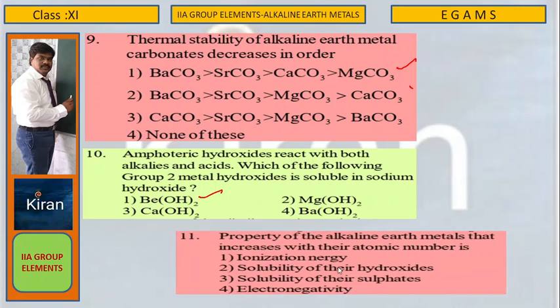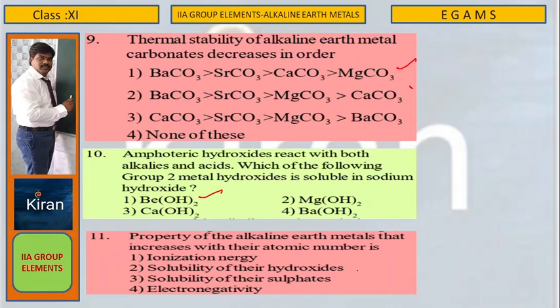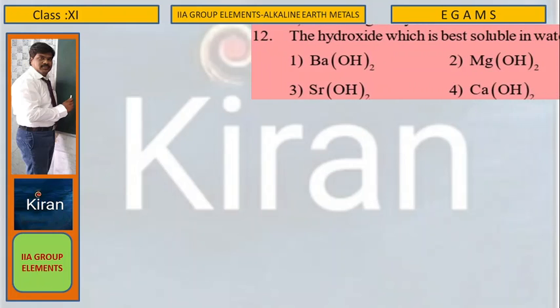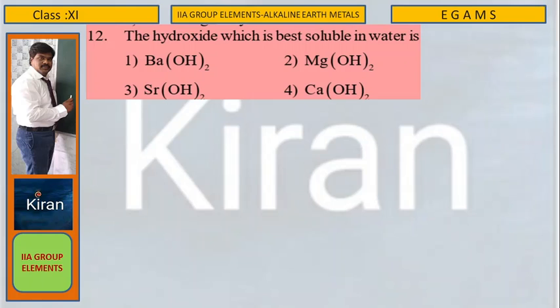Solubility of their hydroxides. That is, the second option is the right option. Which of the hydroxides is best soluble in water? Barium hydroxide, magnesium hydroxide, strontium hydroxide and calcium hydroxide. Which is more soluble? The solubility of hydroxides has also been given in the trends. Yes, the first one, because of higher atomic size, barium hydroxide.